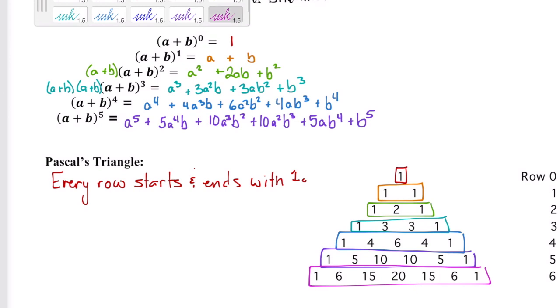So what that means is, there's nothing above these ones, so 1 and 1 give us that 2. 1 and 2 give us this 3. That 1 and 2 give us a 3. 1 and 3 give us 4. 3 and 3 gives us 6. 3 and 1 gives us 4. 1 and 4 gives us 5. 4 and 6, 10. 6 and 4, 10. 4 and 1, 5. 1 and 5, 6. 5 and 10, 15. 10 and 10, 20. And then it repeats itself there.